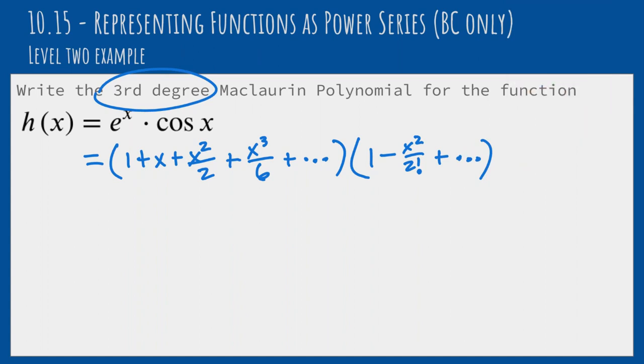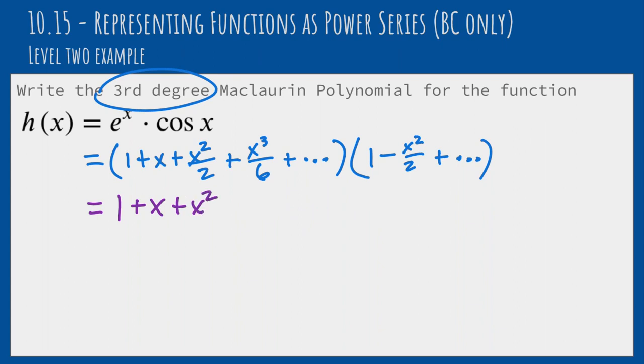So for the x to the 0 term, we're going to have 1 times 1, which is 1. For the x to the first term, well, we don't get anything here, 1 times nothing there because we don't have an x to the first term, but we are going to have x times 1 here, so that's going to be plus x. For the x squared term, we're going to do 1 times x squared over 2, and then we're going to have 1 times x squared over 2, so that's x squared over 2 plus x squared over 2, which is x squared.